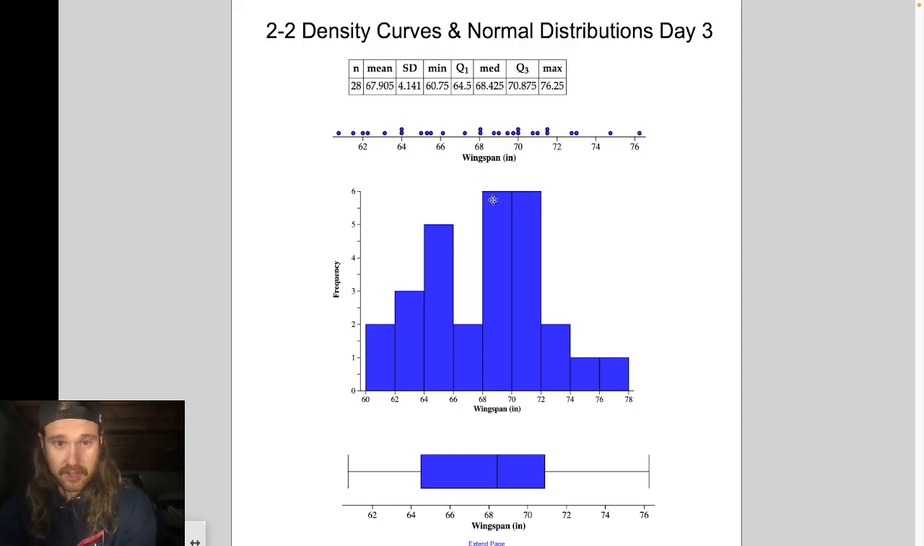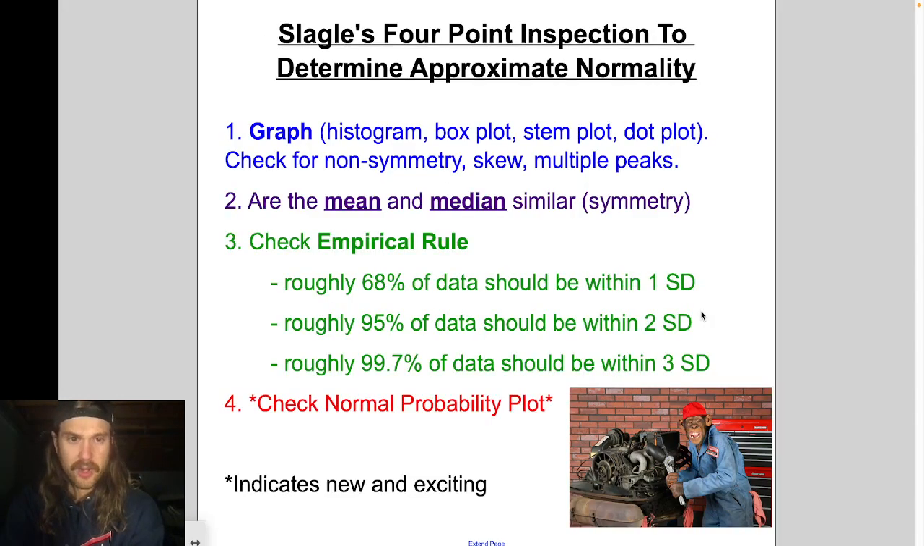So let's take a look. The graph symmetry, it's possible that it's normal. It's quite possible based on symmetry. And I see only one peak here. I see one big cluster, and we have a little bit of variability between 66 and 68. But the graph, it's believable that it's symmetric.